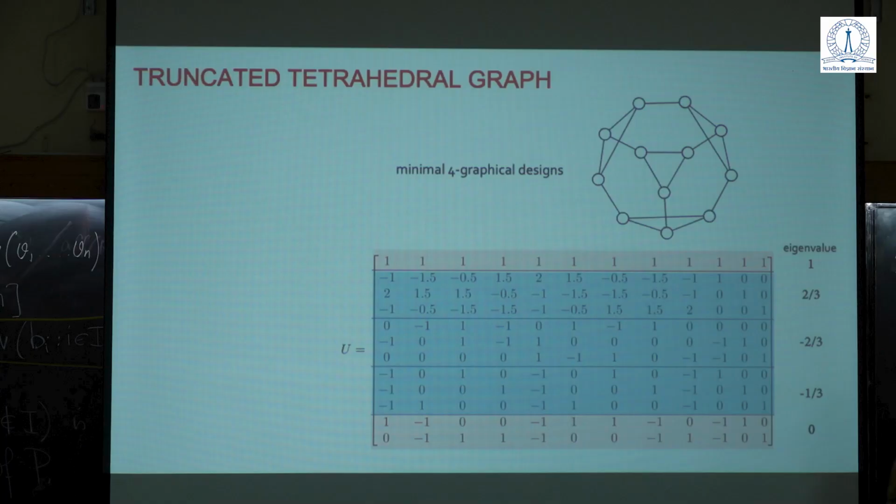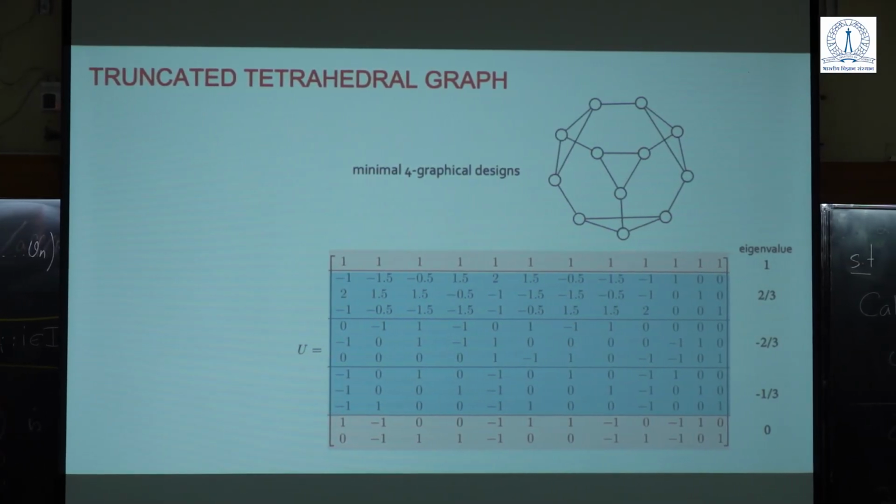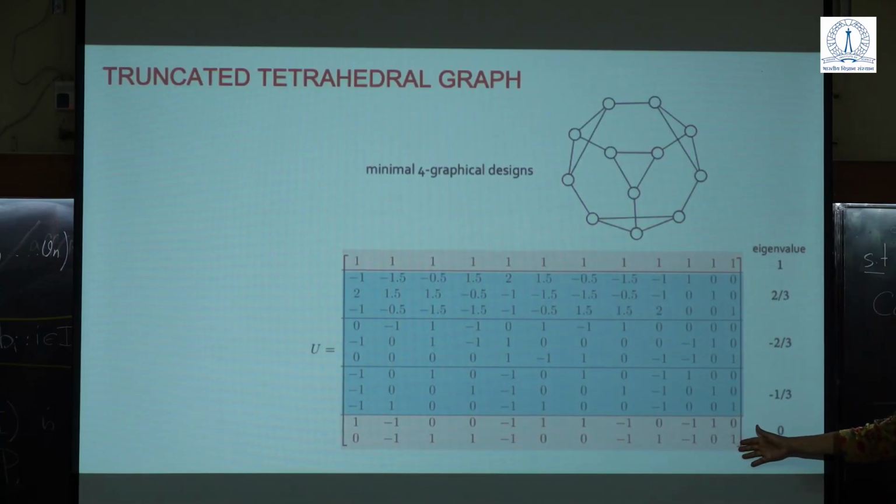Okay, let's start with this one. I think this is one of the easier ones to see. This is a graph called the truncated tetrahedral graph. You can see why. It's a tetrahedron with all its corners chopped off, and that's the graph of the polytope. Do you see the corners that would have been there? This is the full set of eigenvectors for this graph.